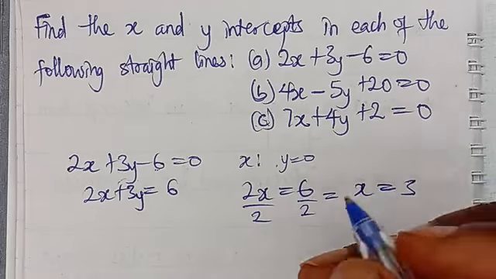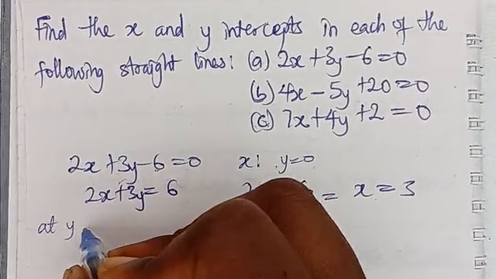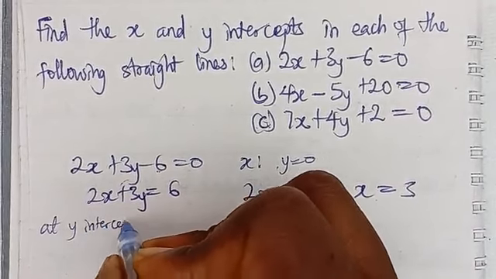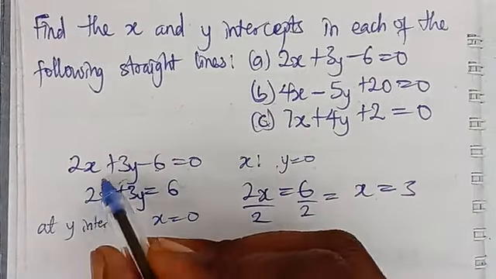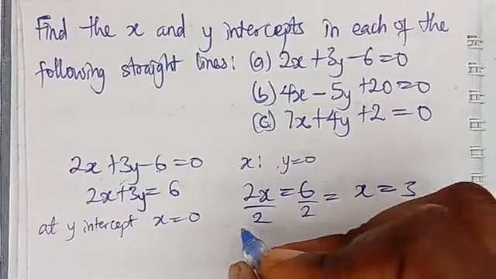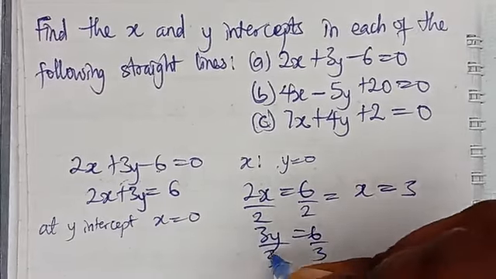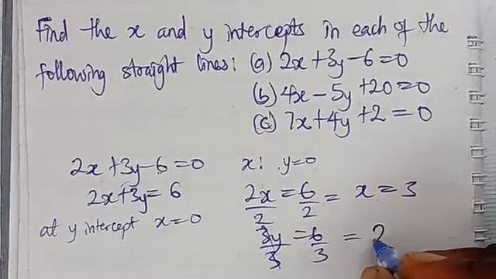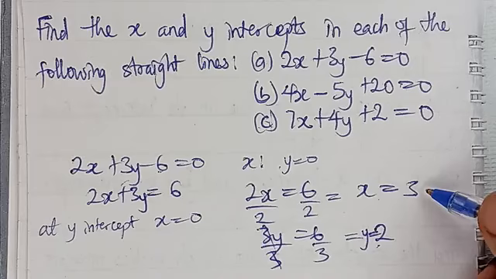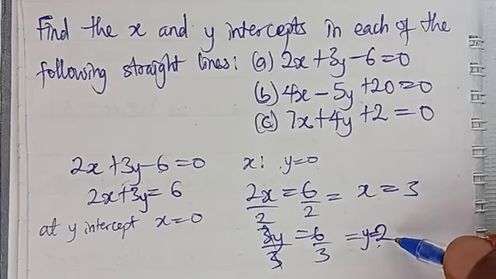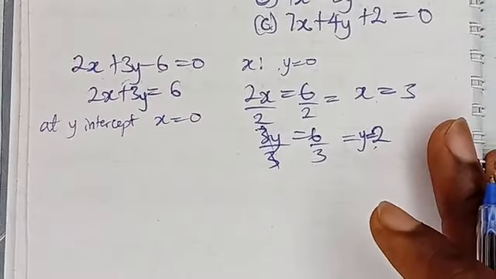Okay, so at y-intercept, we are going to have that x is equal to 0. So because of that, this x value gives us 0. So we have that 3y is equal to 6. We divide both sides by 3. It goes away. 6 over 3 is 2. So y is equal to 2. So meaning that x-intercept is 3 and y-intercept is 2. Now, let's make use of what we just learned.